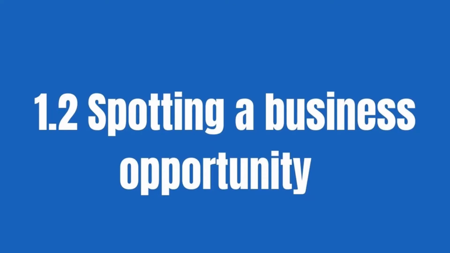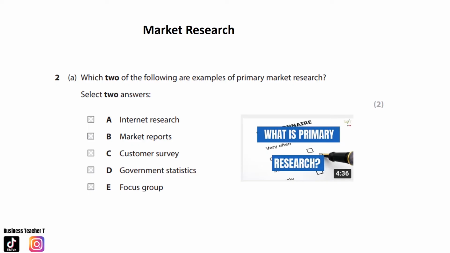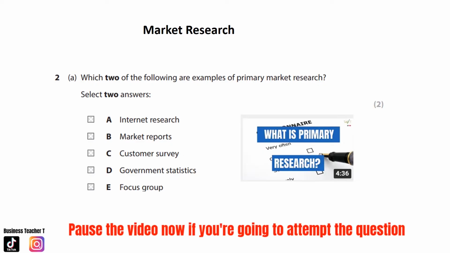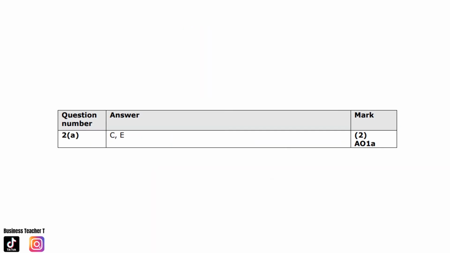Let's look at some questions from 1.2, spotting a business opportunity. Which 2 of the following are examples of primary market research? I will put the primary market research video link down in the description box. So is it internet research, market reports, customer surveys, government statistics, or focus groups? So you need to choose 2 of them. Give it a go. And the answers are C and E.